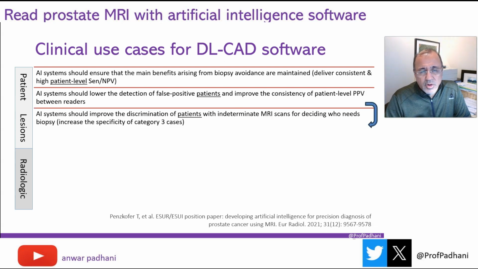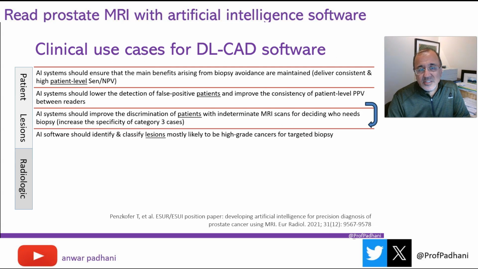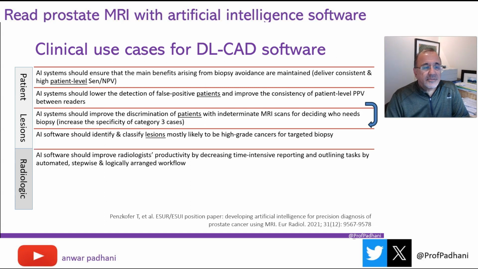We would also like the AI to be able to help with indeterminate cases. In other words, PI-RADS 3 cases. Increase, in other words, the specificity of the category 3 cases. And this, of course, requires an expert system. AI should, at the lesion level, identify and classify lesions that are most likely to be high-grade cancers so that they can be biopsied using a targeted technique.